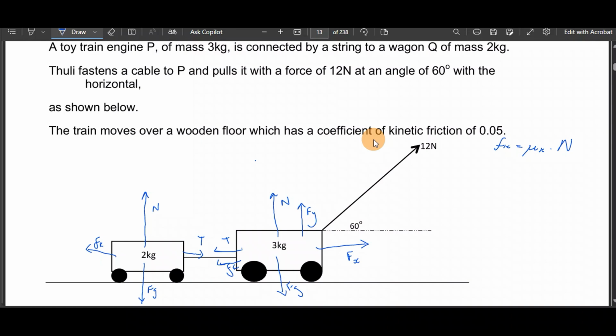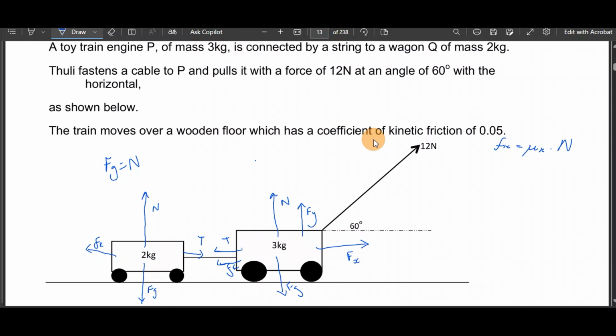Remember, this toy train and the wagon, they're not moving vertically, right? They're moving horizontally. And moving horizontally means that the forces that are making it move are only the horizontal forces, meaning the vertical forces have to cancel. So with this one, because our only vertical forces are the Fg and the N, that means that the Fg has to be equal to the N so that these two cancel out, right? That's how we get our normal force for this one. It will automatically be that Fg is equal to N for them to cancel out.